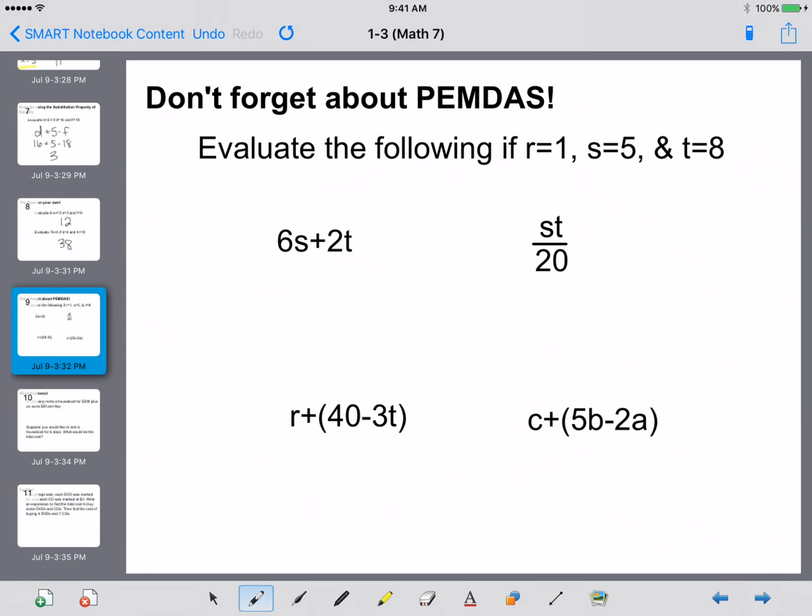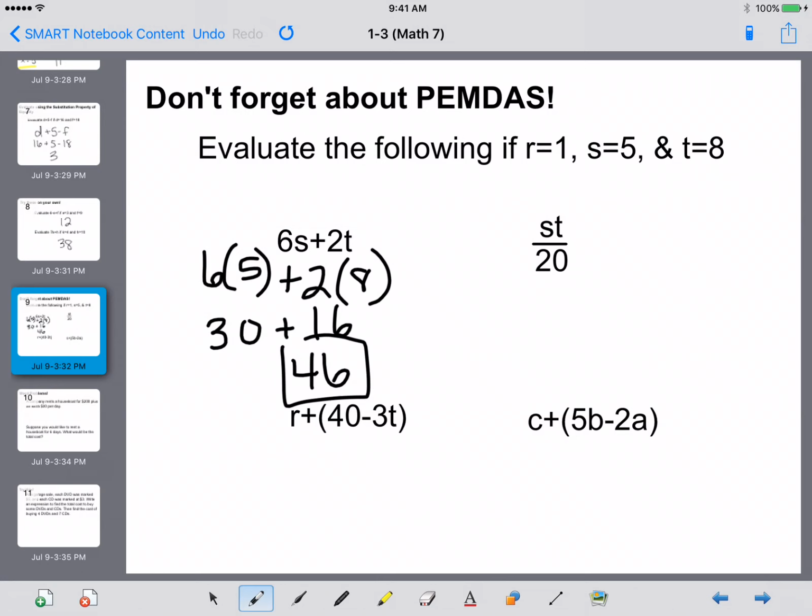And we don't want to forget about PEMDAS when we're solving these. So we're going to evaluate each of these if R equals 1, S equals 5, and T equals 8. So we'll have 6 replacing S with 5 and T with 8. Now PEMDAS says we've got to do those parentheses first. Well, our parentheses are already solved. Exponents, there aren't any there. But we do have multiplication in 2 places. So we have to do 6 times 5 first, which would be 30. And then 2 times 8, which would be 16. And then solve there, we've got 46 is our answer.